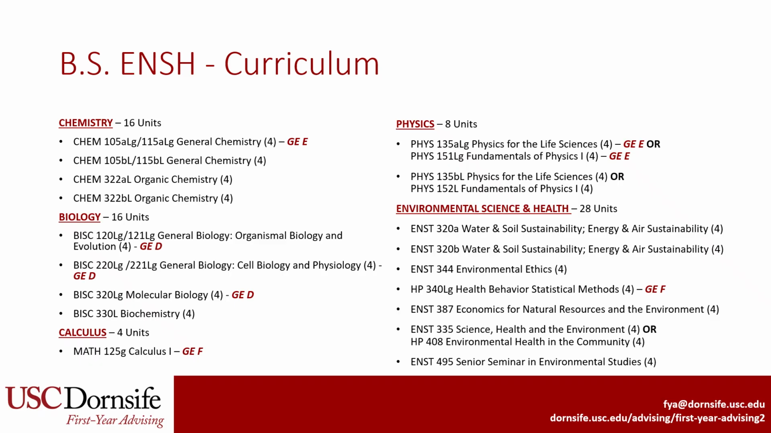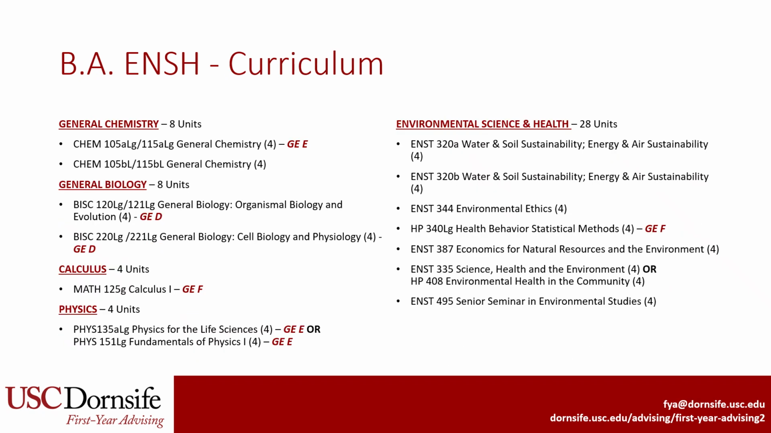Looking first at the Environmental Science and Health Bachelor of Science degree, students take general and organic chemistry, general biology, molecular biology, and biochemistry, calculus, physics, and 7 environmental science and health courses. The Bachelor of Arts in Environmental Science and Health is again a bit smaller than the Bachelor of Science. Students take the same environmental science and health courses, but the Bachelor of Arts doesn't require organic chemistry, molecular biology, biochemistry, or a second semester of physics.